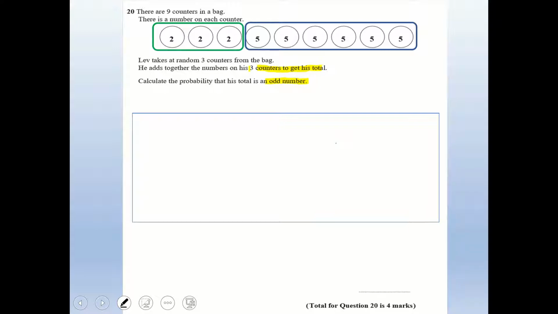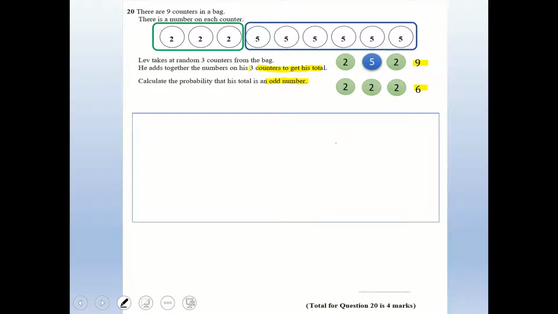This means that if our friend takes the 3 counters, and for instance the first one is labeled with number 2, the second with number 5, and the third with number 2, and we add up all these labels, it will be 2 plus 5 plus 2 is 9, which is an odd number. But if he takes 3 counters with labels 2 and 2 and 2, for instance, the sum will be 6, an even number. Now the question needs all the possibilities where the sum of the labels for the 3 counters is an odd number.